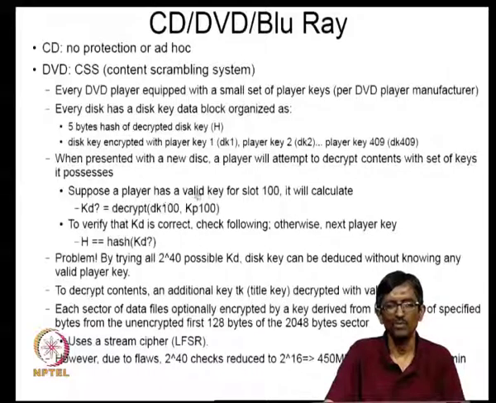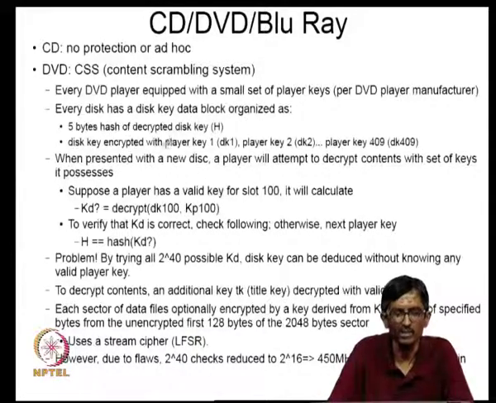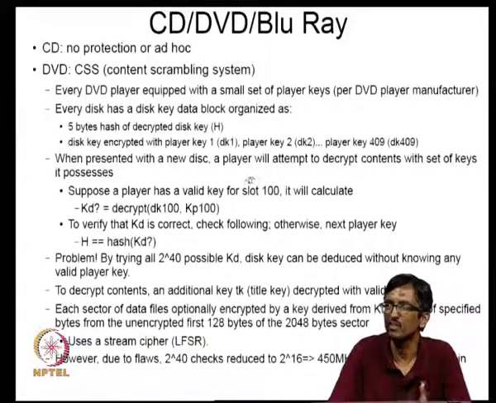Suppose, for example, the player knows that it has a valid key for, because I told you there are so many slots, 1 to 409, so it has a valid key for slot 100, for example. So it will decrypt in slot 100 using the player keys, because they are all encrypted here. Out comes a possible key, which can be used to decrypt the whole DVD contents, but it does not know that, because there are so many players and so many DVDs, you do not know which one is which.